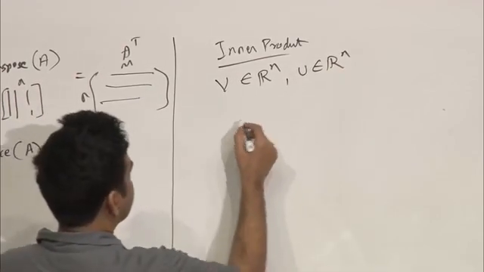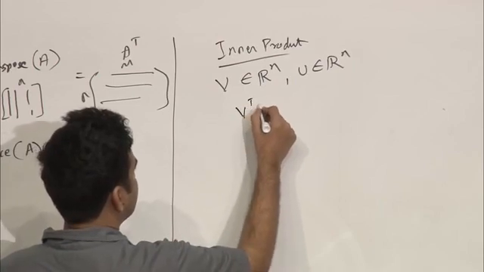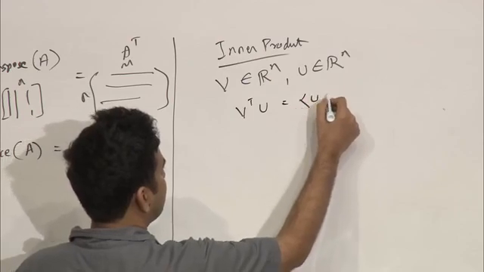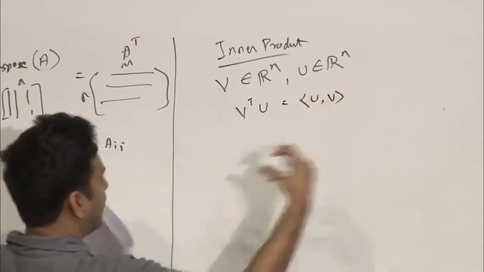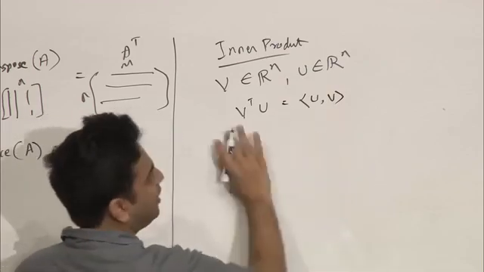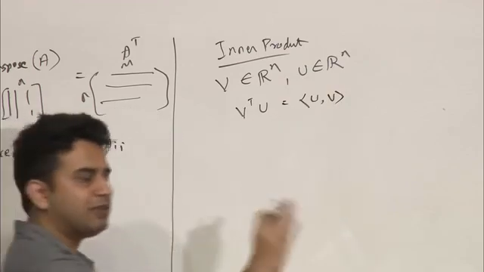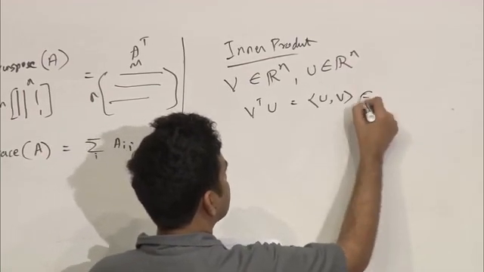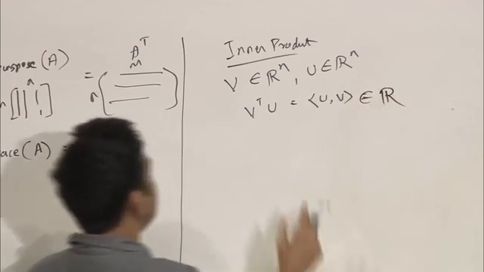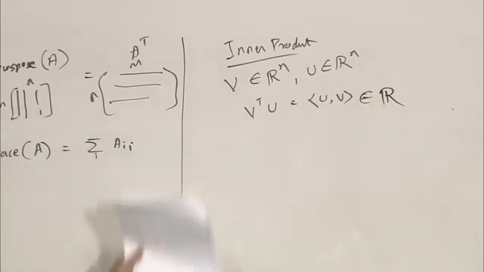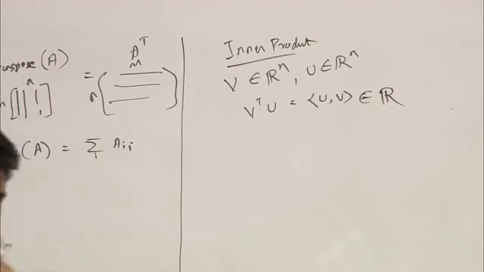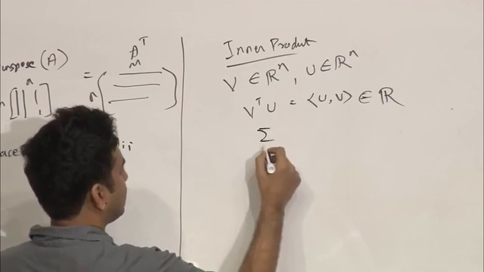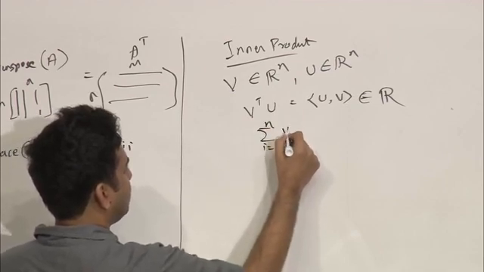The inner product is then defined as V transpose U. It is sometimes also written as angular brackets with U comma V or V comma U. These two effectively mean the same, it's just different syntax. The result is in R: you take two vectors of the same dimension and combine them to get a real number, a scalar. What this actually means is the sum for i equals 1 to n of v_i u_i.